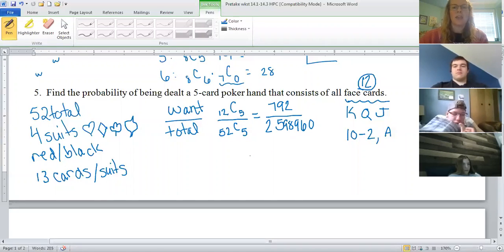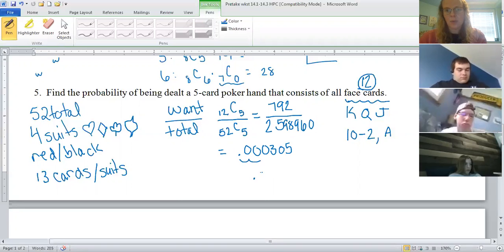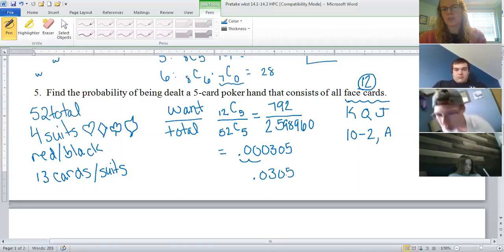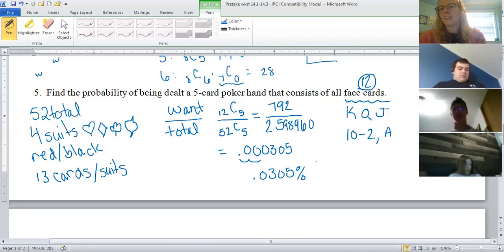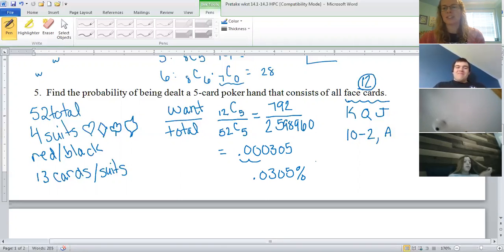Okay. And then you could try to reduce that as a fraction. These probably want to write it as a decimal, 0.0000305. So that's our decimal. And if we made it a percent, it would be a 0.0305% chance. So that's not even 1%. That's not even half of a percent. It's not even 1/10 of a percent. Okay, so that's a very, very small chance that that's going to happen.